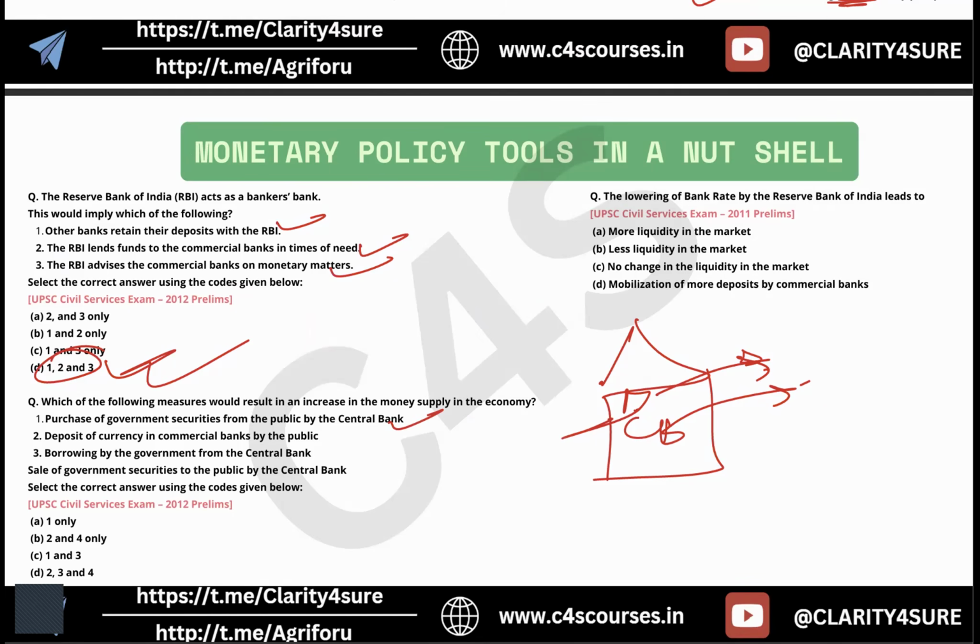Deposit in commercial banks by the public, not the central bank, wrong. Borrowing by the government from the central bank, this is also wrong. So 2 and 3 are wrong, 1 is right here, because whenever the central bank injects money into the system, then only there is an increase in supply. Lowering of the bank rate by the Reserve Bank of India leads to more liquidity in the market. Bank rate is reduced, so more money will flow into the system, right?